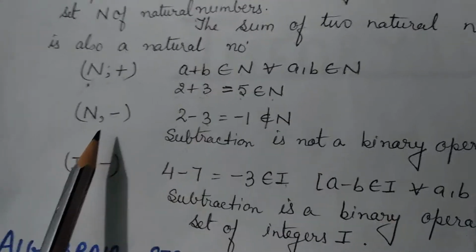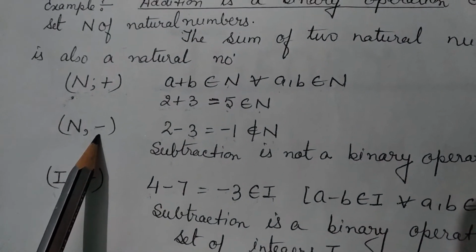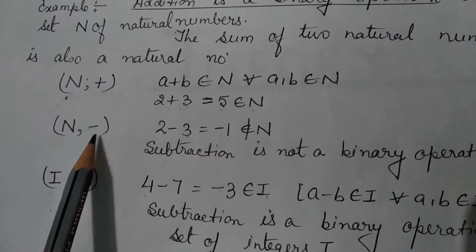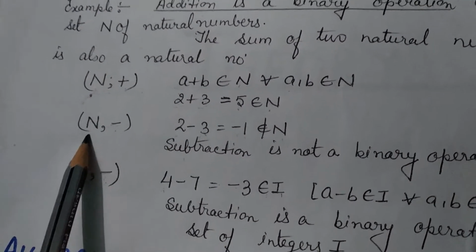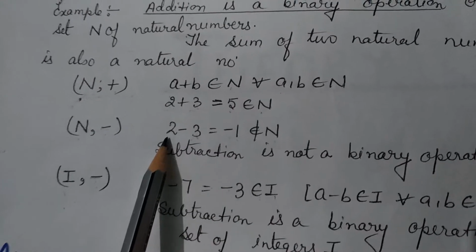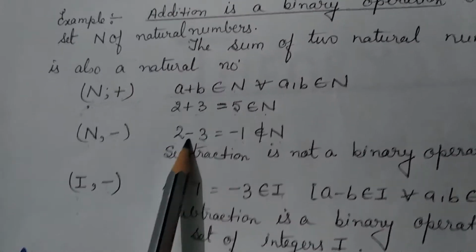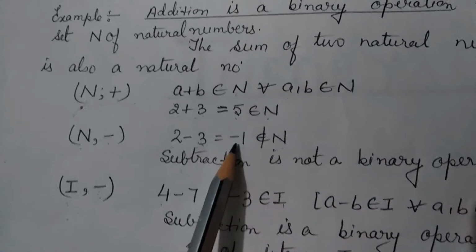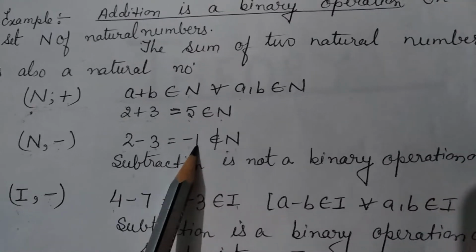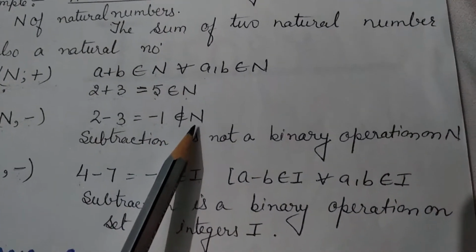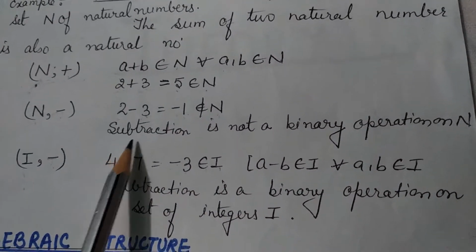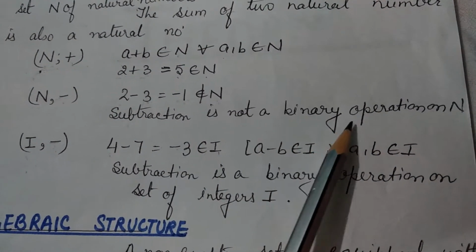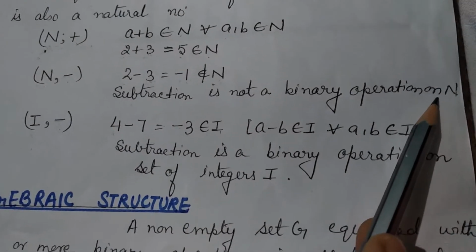Now let us take subtraction. Again two elements, 2 belongs to N, 3 belongs to N. But when we subtract 2 minus 3, the result is minus 1 and minus 1 does not belong to the set of natural numbers. So we can say subtraction is not a binary operation on N.